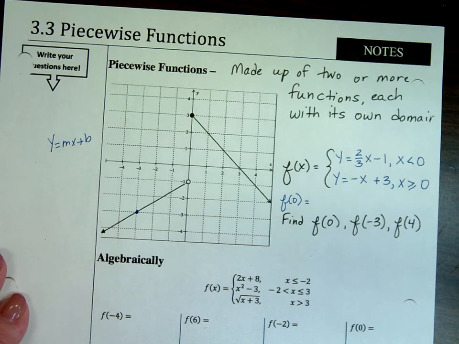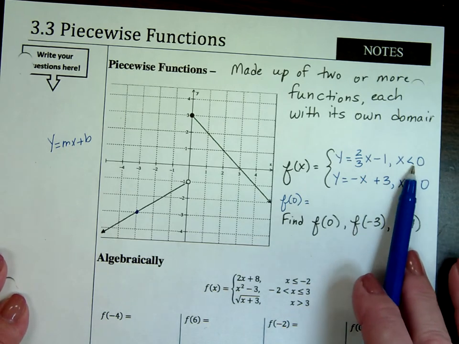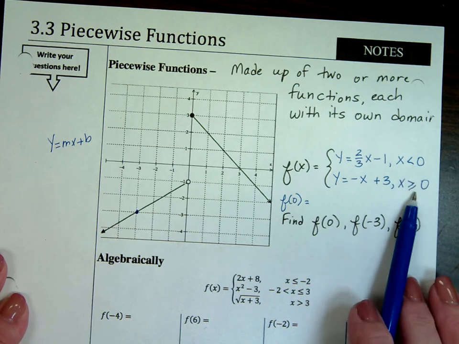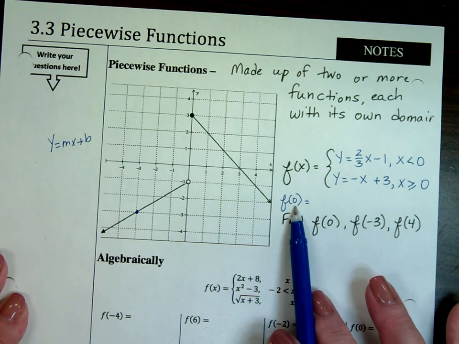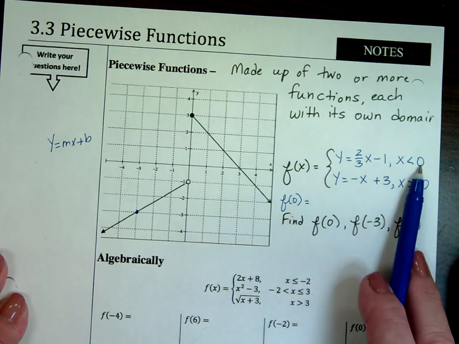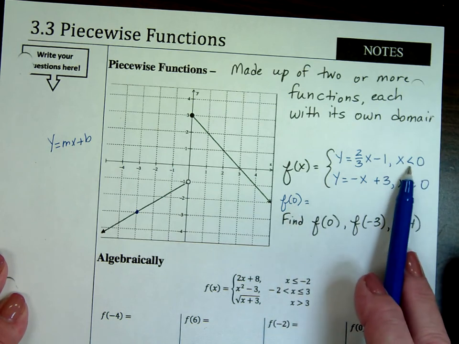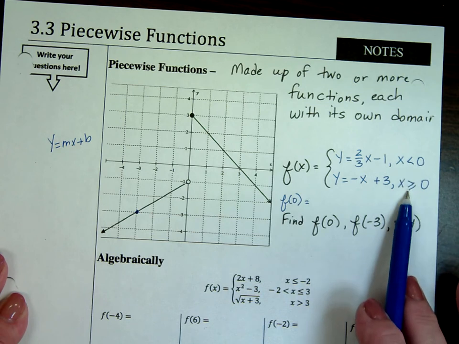All right, so I'm going to look at this. Do I use equation number 1 or do I use equation number 2? It's based on where the 0 would fit. Is it part of this graph? And it's not, because remember, it's not equal to. It's actually part of graph number 2, the second equation. And so that's the one that I plug it into.